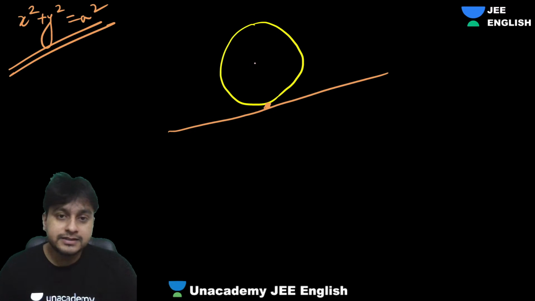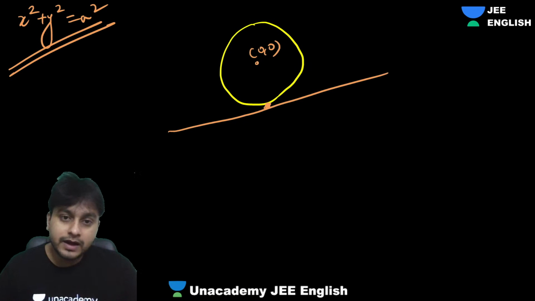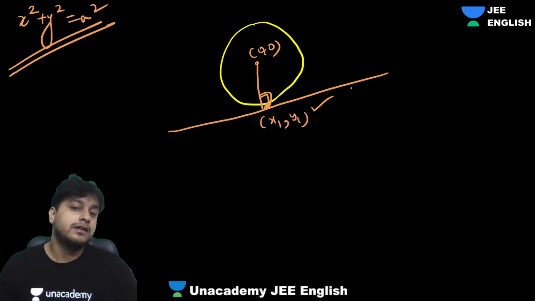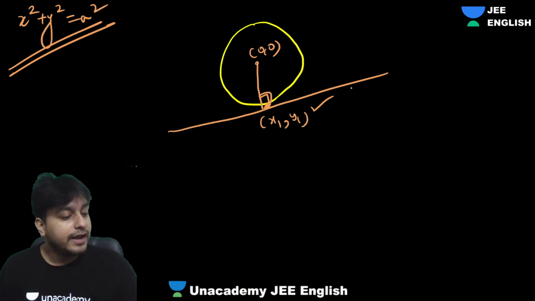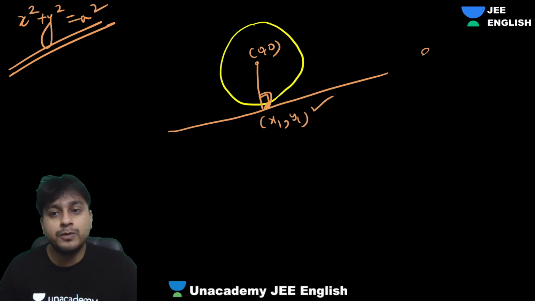Fine. Let's call this center the origin for the time being. Now guys, if you look at this, this is obviously perpendicular, and they have given us the point x1 comma y1. Understood? And they are asking for the equation of the circle. Can we get it?